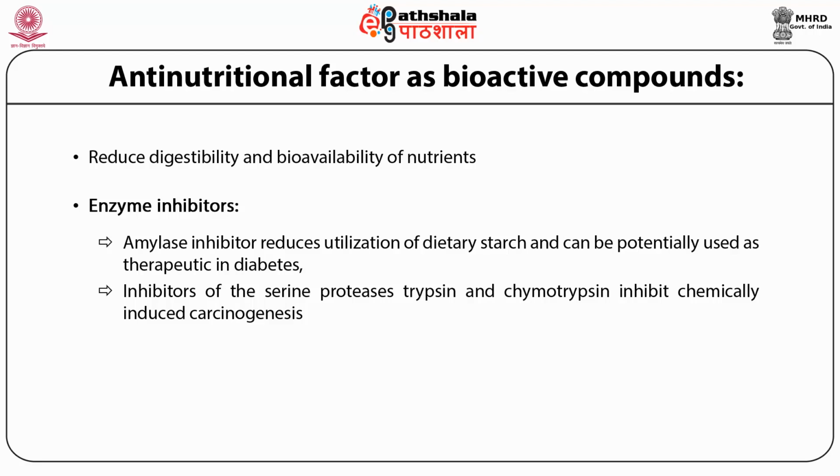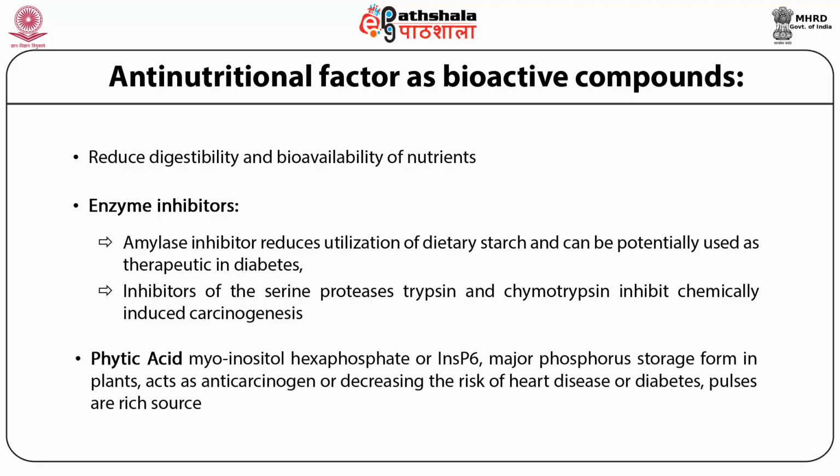The second is phytic acid. Its name is myo-inositol hexaphosphate. It's a major phosphorus storage form in the plant. It acts as an anti-carcinogen and decreases the risk of heart diseases and diabetes. Pulses, which have a high content of phytate located in the protein bodies in the endosperm, are a rich source of phytic acid.